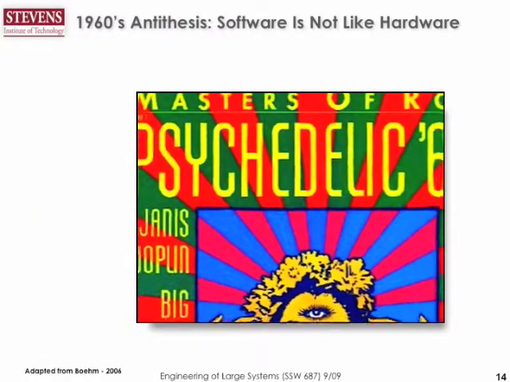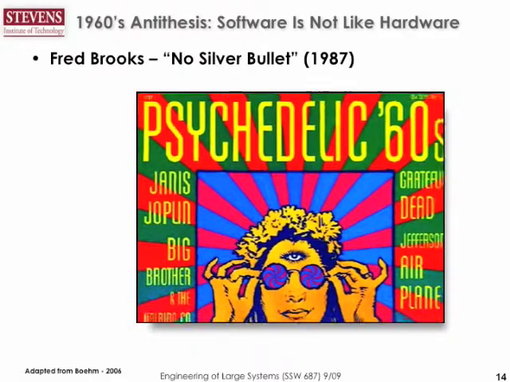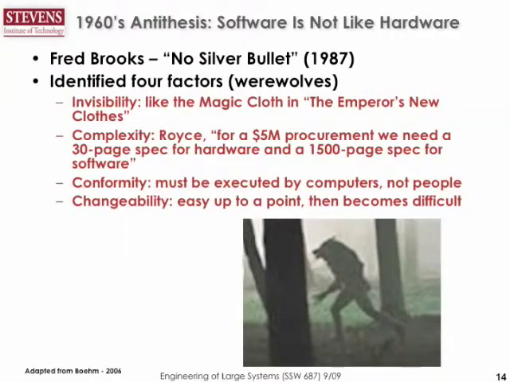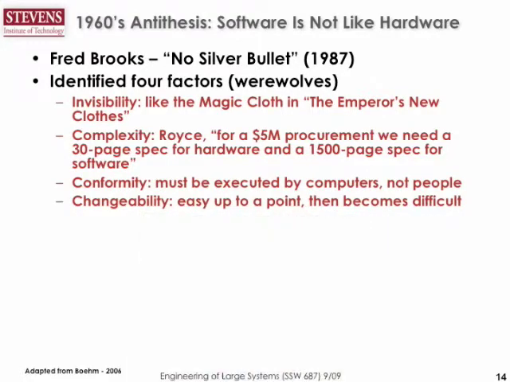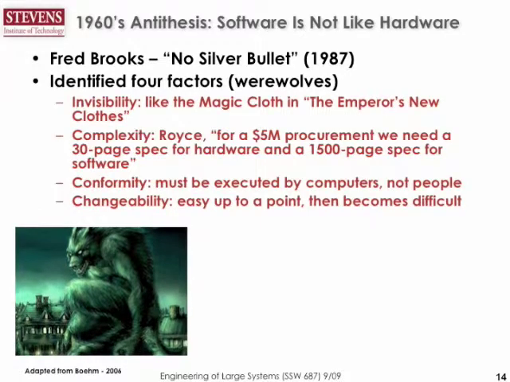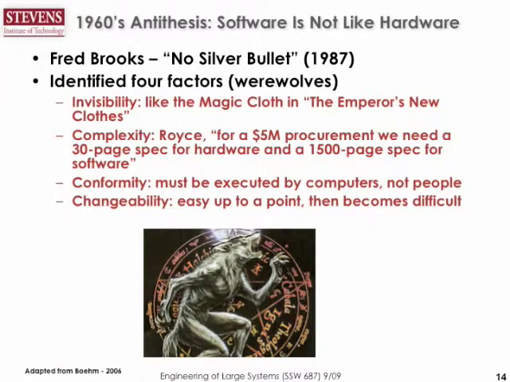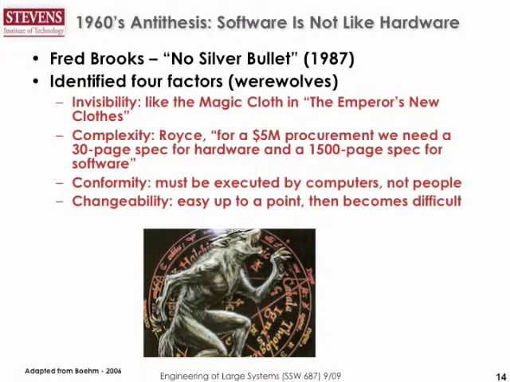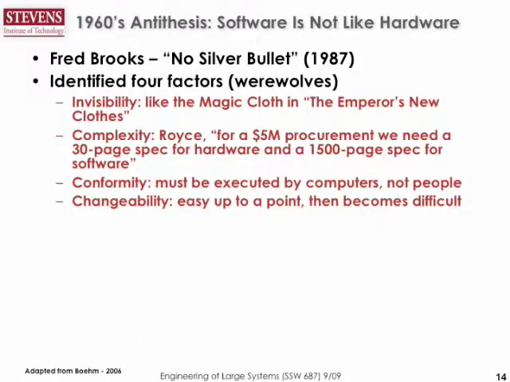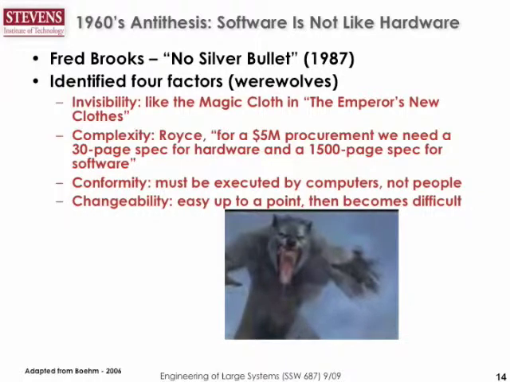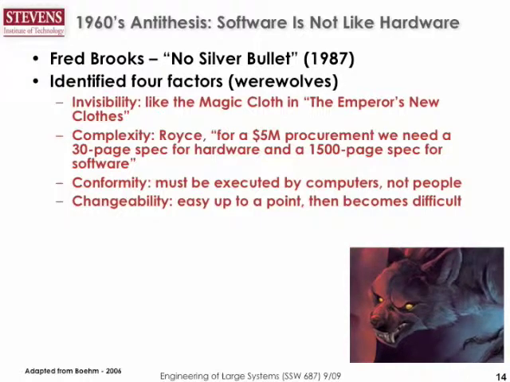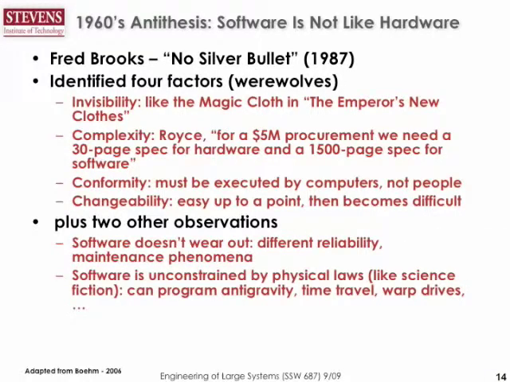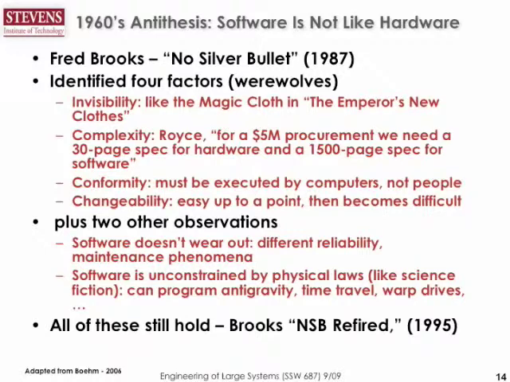Unlike Wilson Pickett in the 60s, we learned that software wasn't as easy as 1, 2, 3. Fred Brooks, 20 years later, described the problem succinctly in his classic paper, No Silver Bullet. The four werewolves were invisibility, software just can't be seen; complexity, there can be billions and billions of states that are non-continuous; conformity, even a semicolon out of place can cause a disaster; and changeability, it's so easy to change software. And a decade later, Brooks said everything is still true, all four werewolves are alive and well.